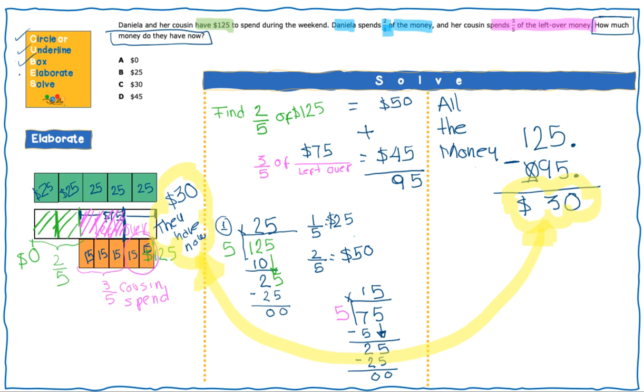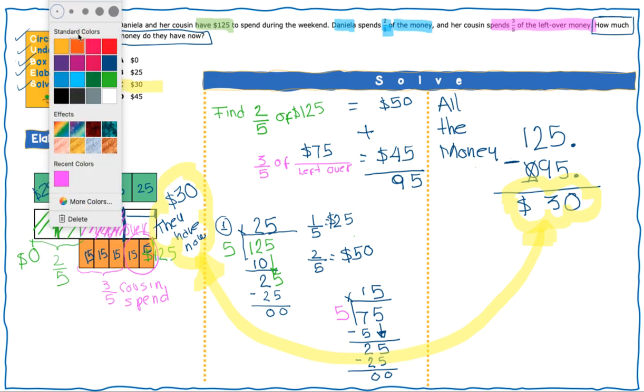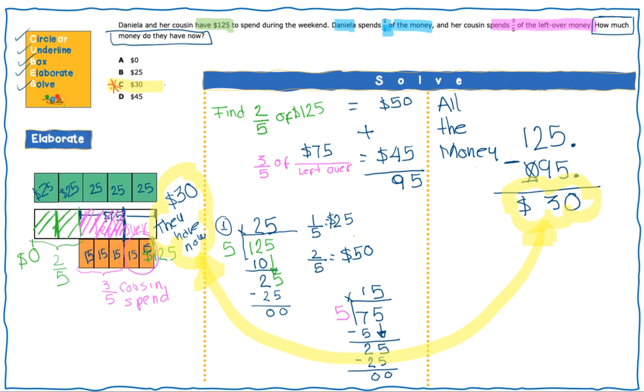So we finished the problem, we solved the question, and we figure our answer is letter C. Awesome, guys. So I'm going to highlight this and put that right here. Great job. Thank you.